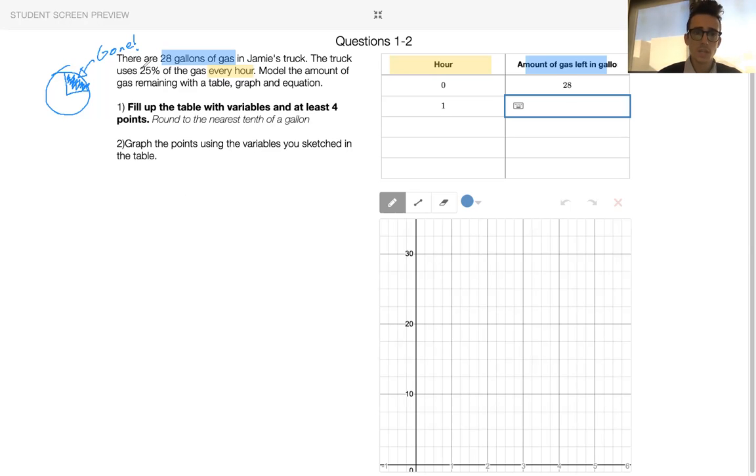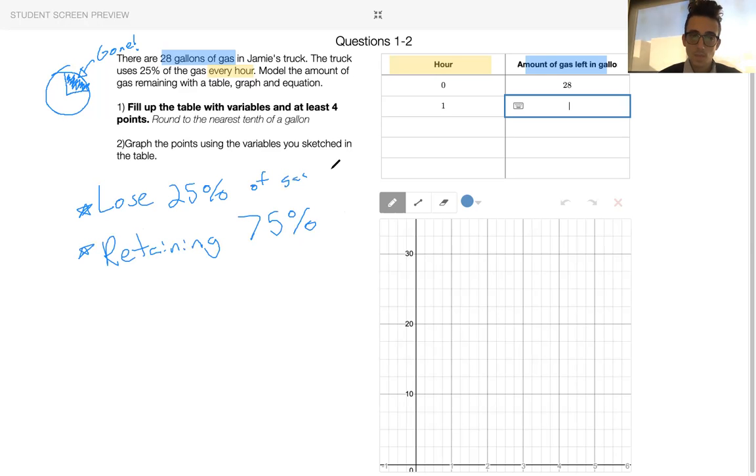So if we're losing 25%, how much are we retaining? Means that we're retaining 75% of the gas. And I'll put pH for per hour. And then we're retaining the 75% of the gas per hour.